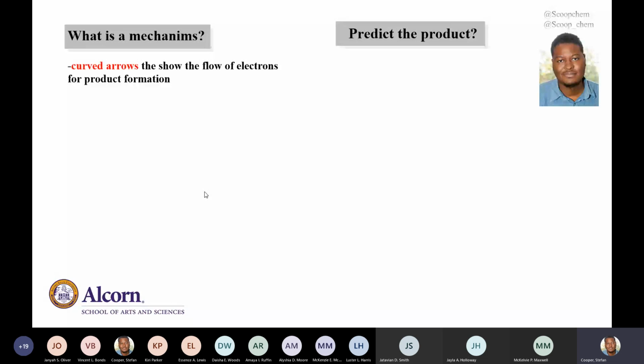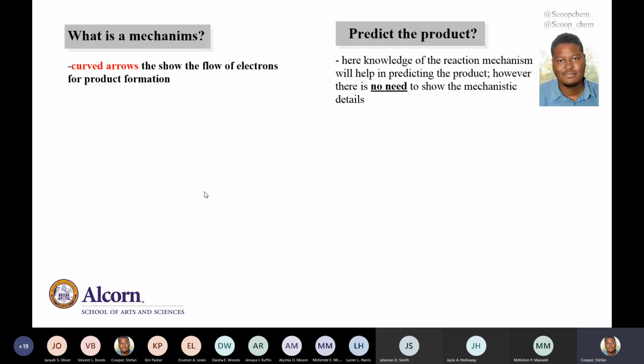That's completely different than when I ask for a predictive product. For a predictive product, you need to have knowledge of the reaction mechanism, but you don't have to show the mechanism. Just give me the product. So there are a lot of times that I just ask for the product, and you have to do all this mentally or on paper on the side if you need to. And there are times where I'm asking for the detailed mechanism, right?